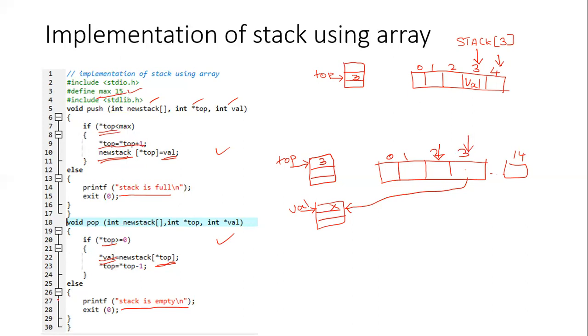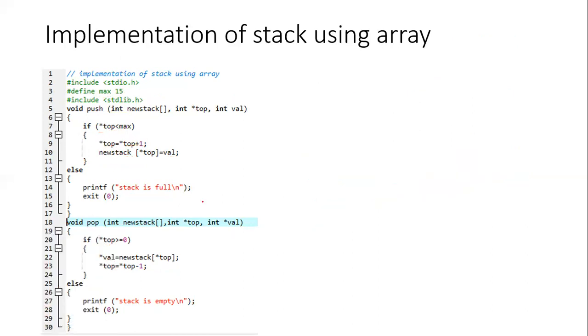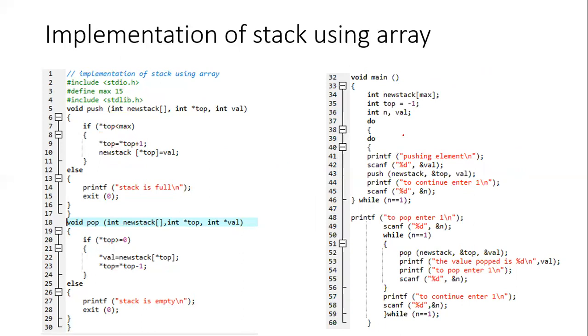Next, the important part of the program, the main program. In the main program, our array always starts from 0. So we initialize the top to the value -1. Then new stack of, according to this program, 15. The size of the stack is 15. Then locally we have two variables here, n and value.